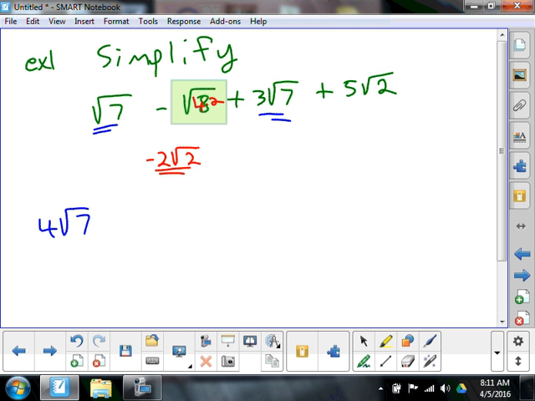So now this minus 2 rad 2, does that have anything that's like it? The 5 rad 2, it's like that, right? So those are like now. So if we have negative 2 rad 2 plus 5 rad 2, what do we get? 3 rad 2. That's our final answer.